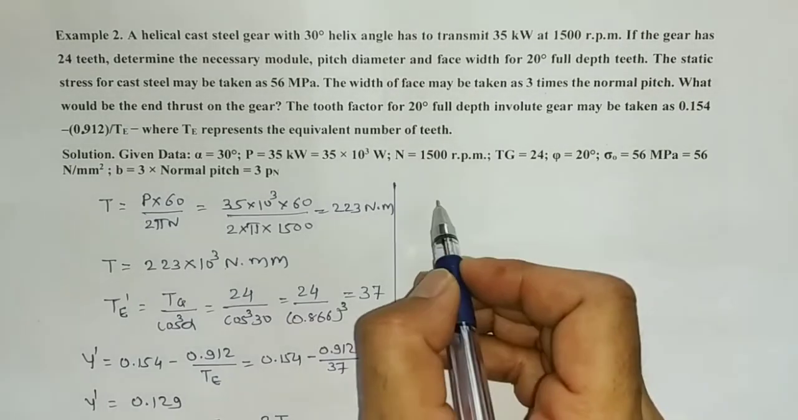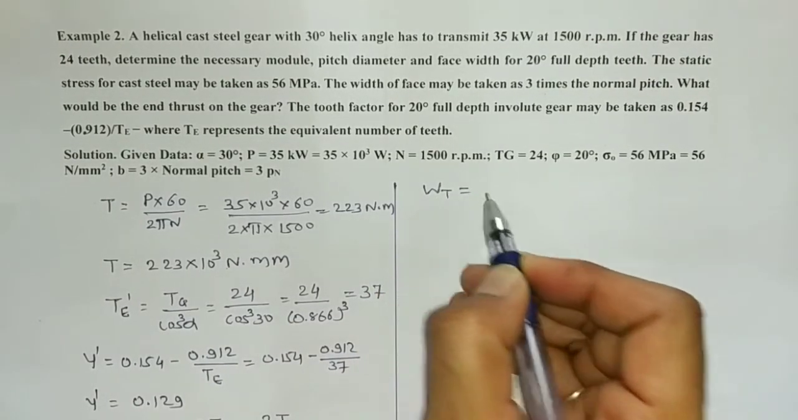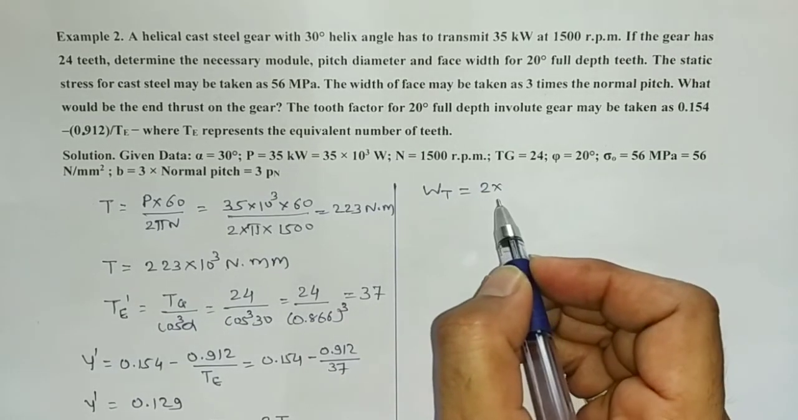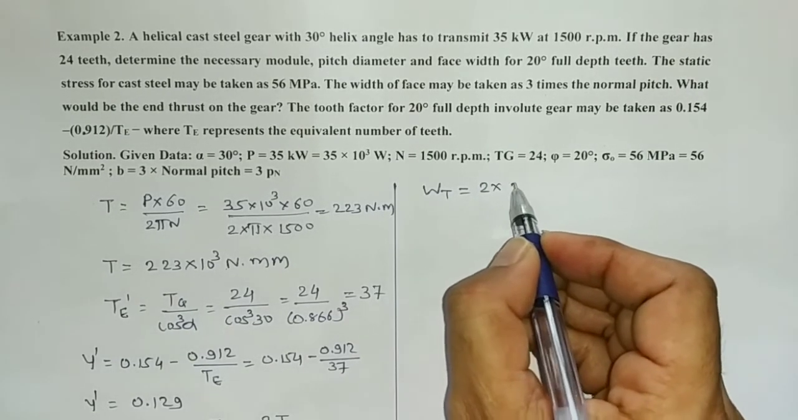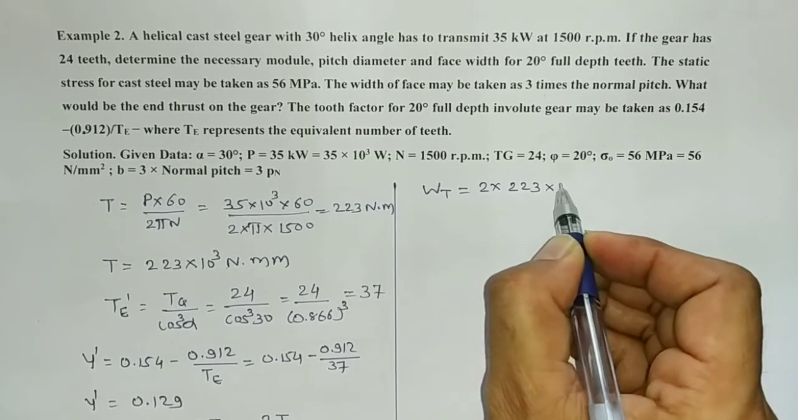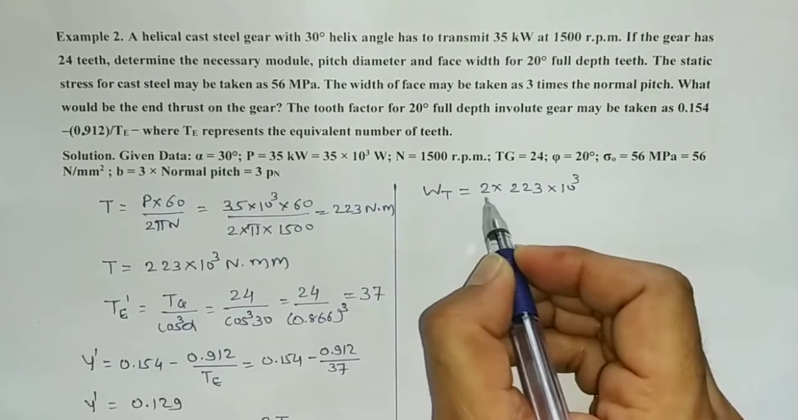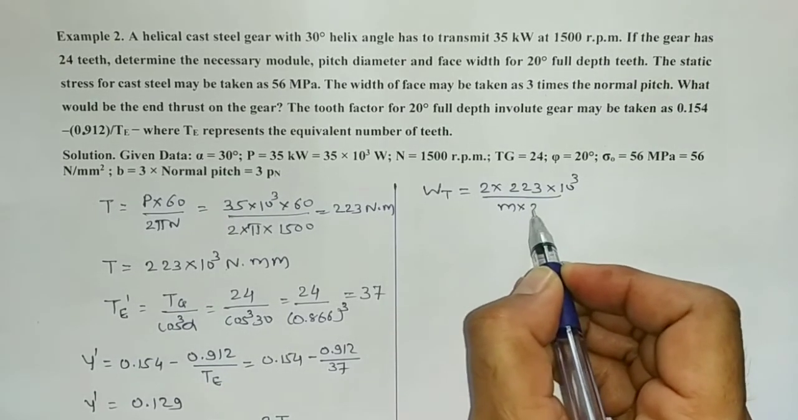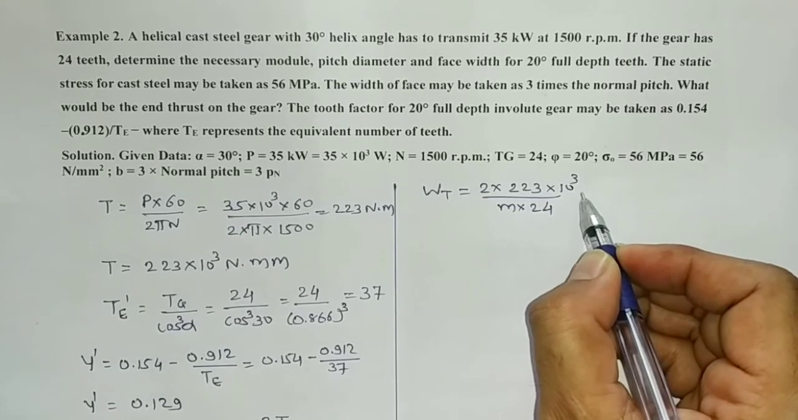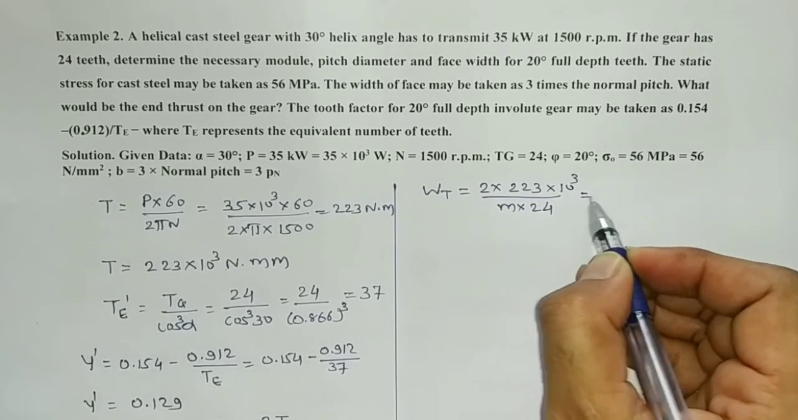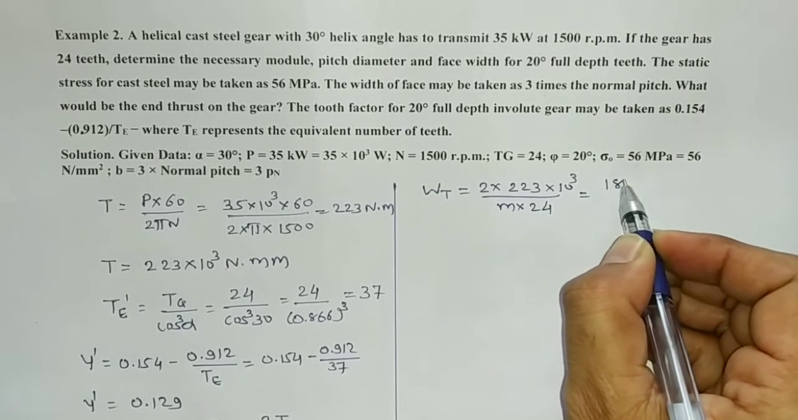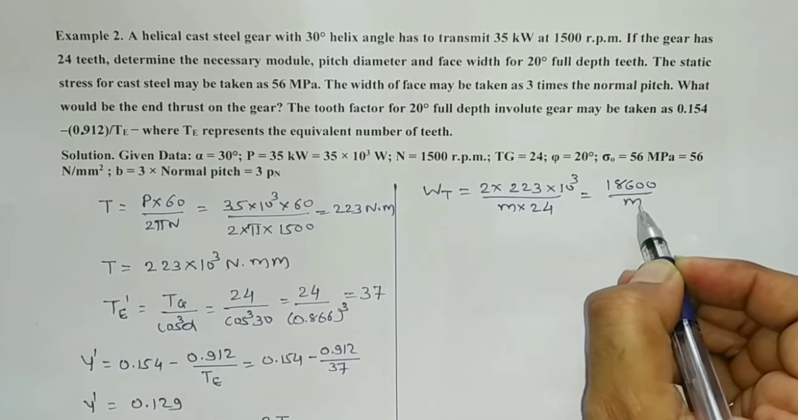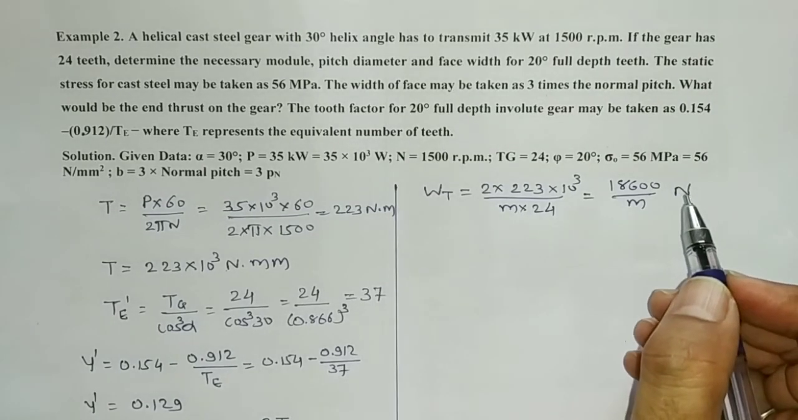is equal to, put the value in this equation, WT is equal to 2 into torque. Torque is equal to 223 into 10 raised to 3 divided by m, and Tg is equal to 24. Okay, so you will find the value of tangential load 18,600 by m Newton tangential load.